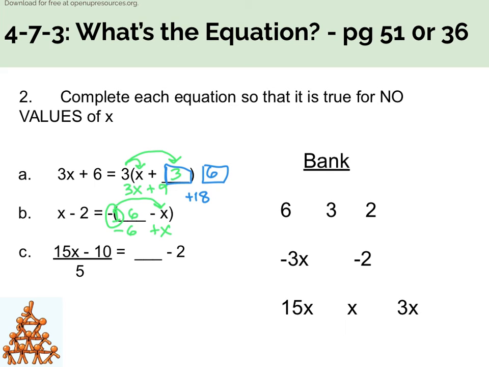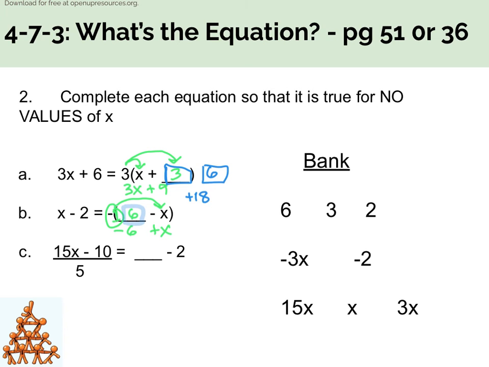So do I have a variable on both sides? Absolutely. But are my numbers different? So I have a -2 and -6. So this makes it false, okay? So that makes it true for no values. There's no values I can put in for x that make both sides equal. So 6 works. Anything else I can put in there?